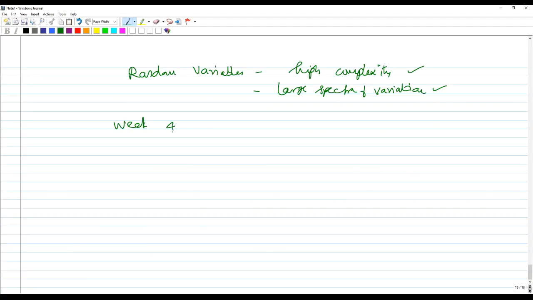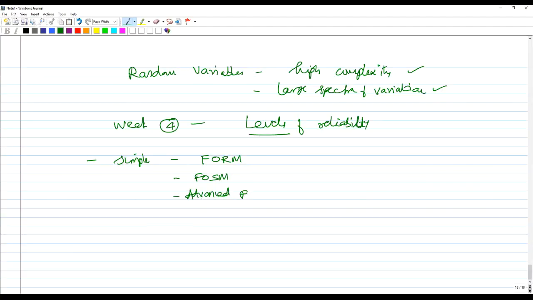So in week 4, friends, we discussed various levels of reliability. The moment we talked about various levels of reliability, we started with a simple first order reliability model, first order second moment model, advanced FOSM model, etc., which all tells you how the random variables are handled mathematically. In short, this is what these models actually do.